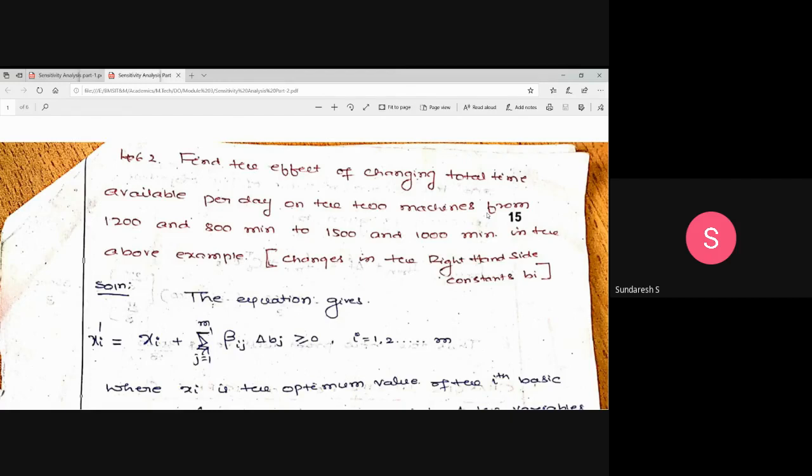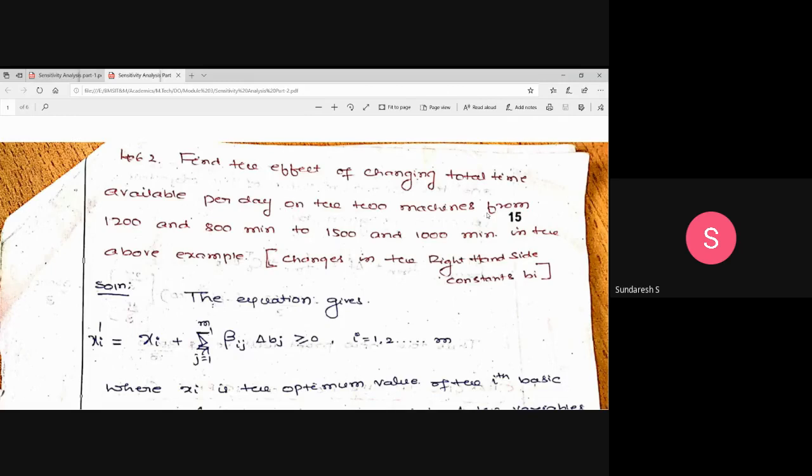So in the actual problem, the total time available per day on the two machines is given as 1200 and 800. So 1200 for the lathe and 800 for the milling machine. Now if you change these values, so 1200 is changed to 1500 and 800 changed to 1000, what will be the effect of changing these values on the optimum solution? This is what we call the sensitivity analysis, right?